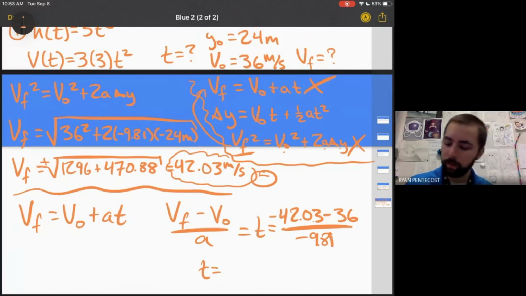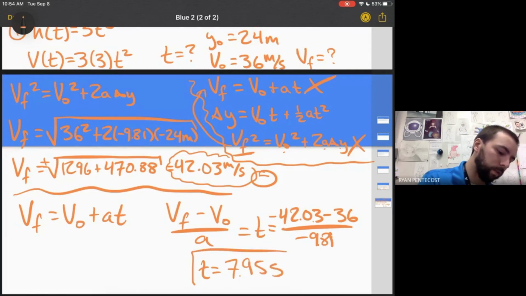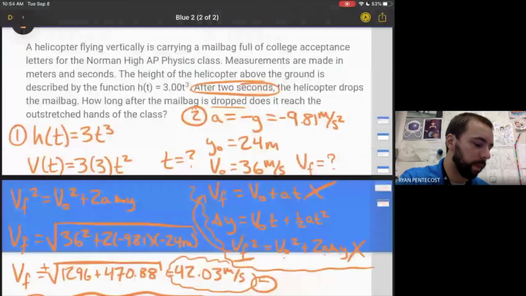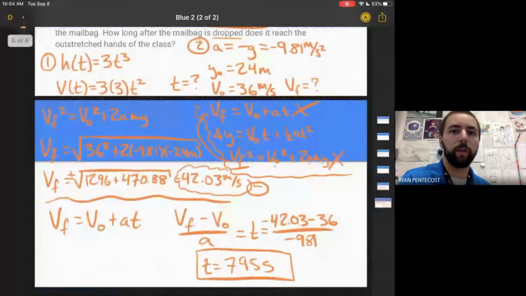So let's do negative 42.03 minus 36. You get negative 78.03. Divide by negative 9.81. You get 7.95 seconds. So 7.95 seconds after the mailbag is dropped. Remember, we did not have to take into account the first 2 seconds in our calculation. 7.95 seconds after the mailbag is dropped, the bag of letters will reach the hands of the class.